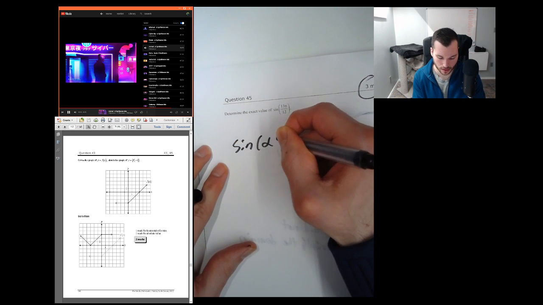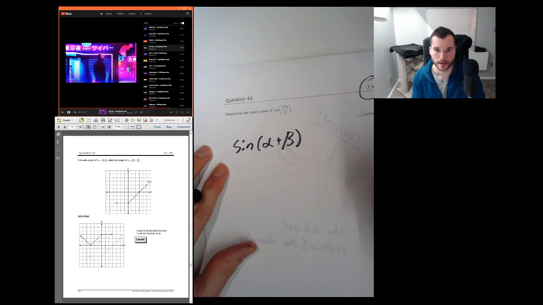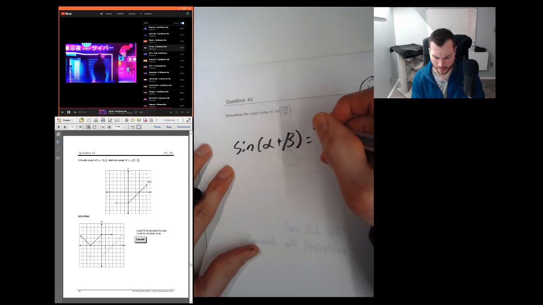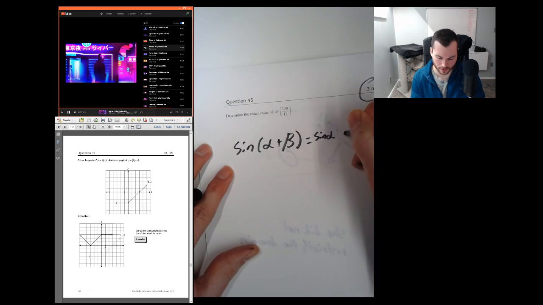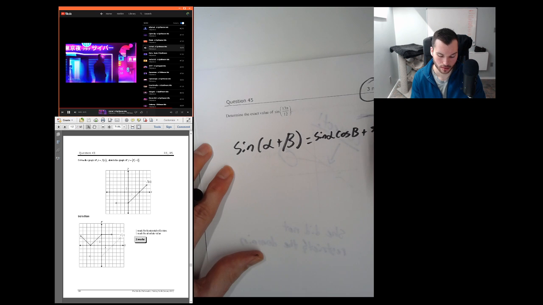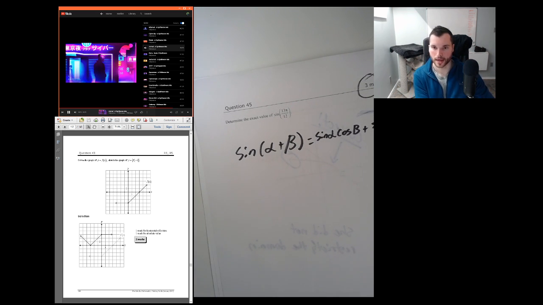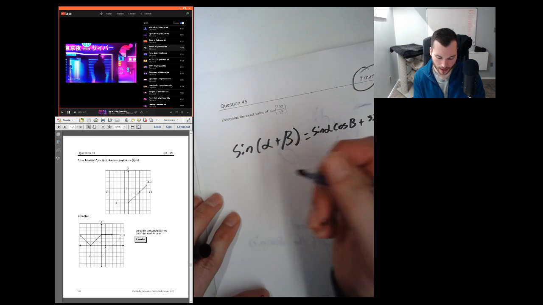You've got to do that, right? At this point, I'm just going to start labeling some stuff. I think I remember this formula. It's sine alpha cos beta plus sine beta cos alpha. I haven't looked at my formula sheet, so I'm going to take a look real quick. Yeah, we're good. Okay, all right, so let's keep on going here.